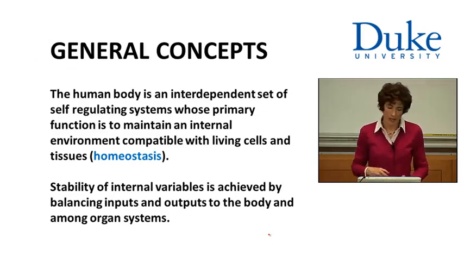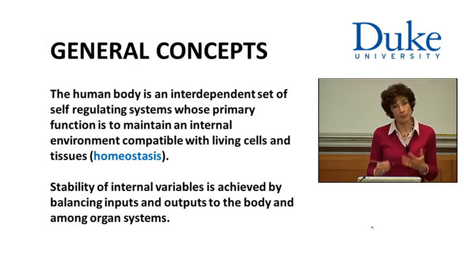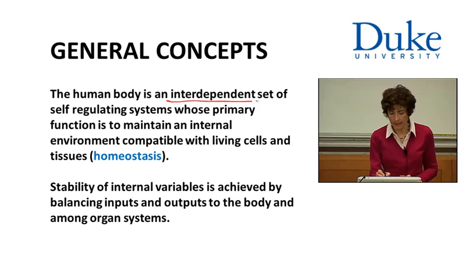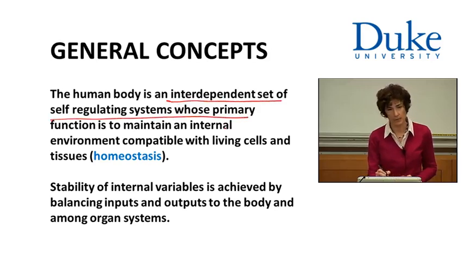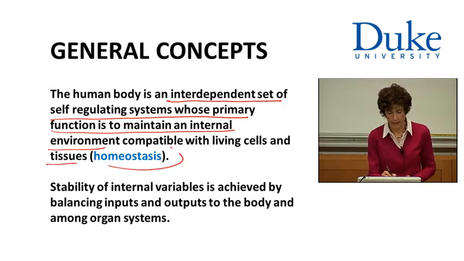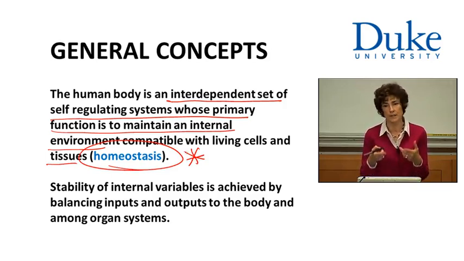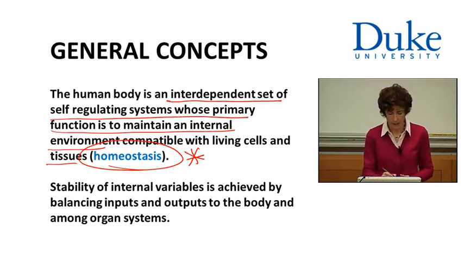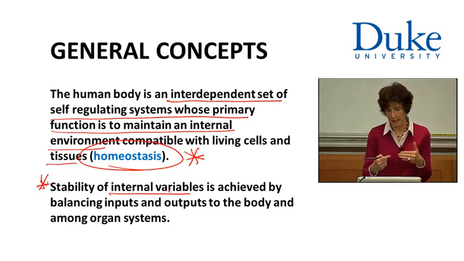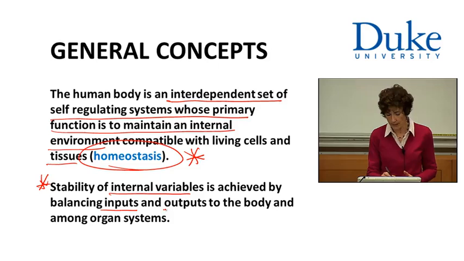So what are our general concepts? The first is that the human body is an interdependent set of self-regulating systems whose primary function is to maintain an internal environment compatible with living cells and tissues. And this is homeostasis, the primary theme of physiology, and it is what all of the organ systems of the body are trying to maintain. The second is that stability of these internal variables can be achieved by balancing our inputs and outputs to the body and among the organ systems.